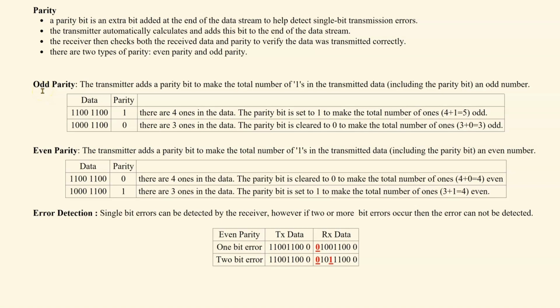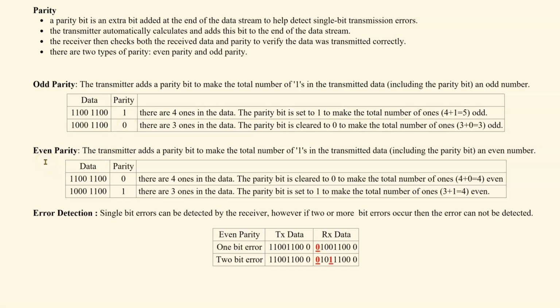In odd parity, the transmitter adds a parity bit with either a 1 or a 0 to make the total number of ones in the transmitted data, including the parity bit, an odd number. So we can see here we're doing odd parity. We actually have an even number of ones in the data, so therefore the transmitter will add a 1 in the parity bit. Or if the data had an odd number of ones, then we don't need to change it, so therefore the parity bit will be 0.